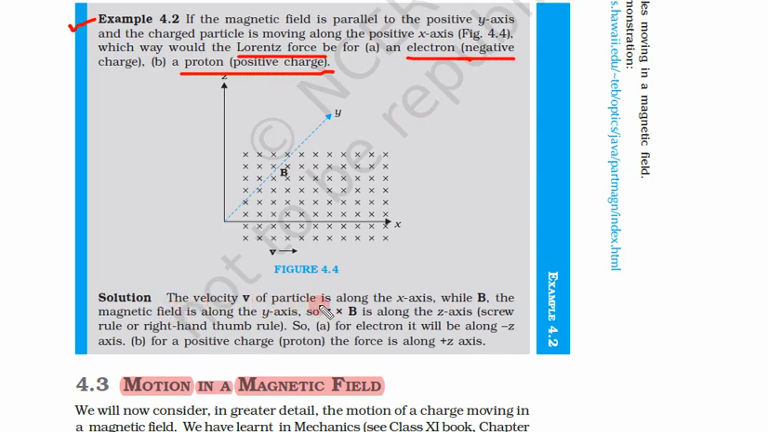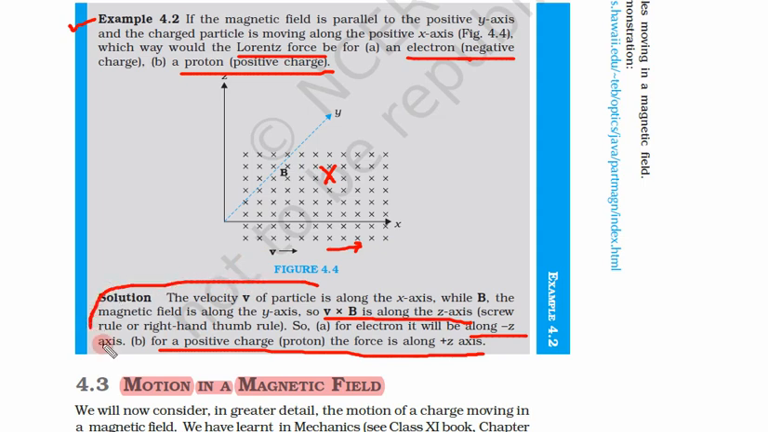The velocity v of the particle is along the x-axis, that we know, while B is the magnetic field along the y-axis. So v cross B is along the z-axis. By the screw rule, for an electron it will be along the minus z-axis. For a positive charge this will be along the positive z-axis. So the answer is written here, but it is not clear. So let us do some mathematics so we can understand how this answer comes.